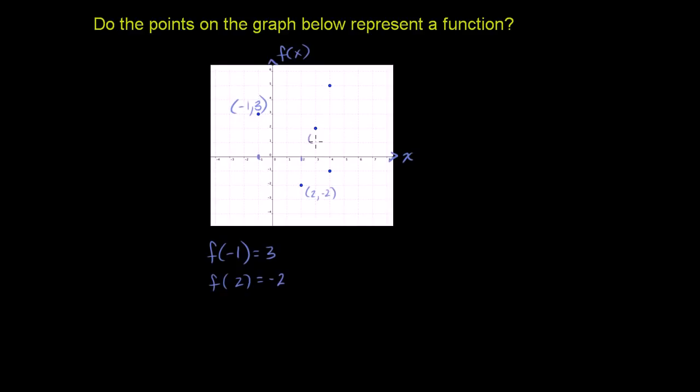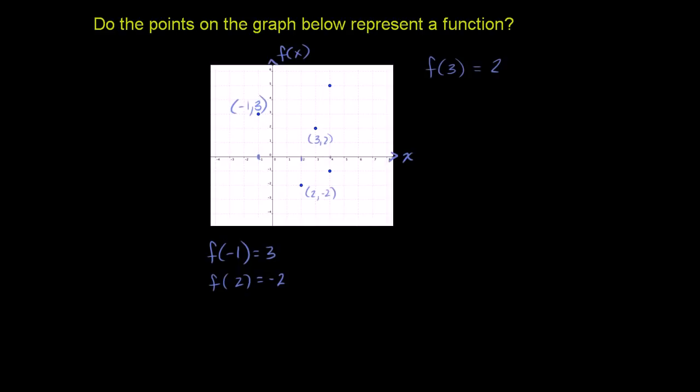This is the point 3, 2 right there. So once again, that says that, look, if you give me 3 into my function, into my black box, I will output a 2. Pretty reasonable. No reason why these points can't represent a function so far. Now, what about when we input 4 into the function?